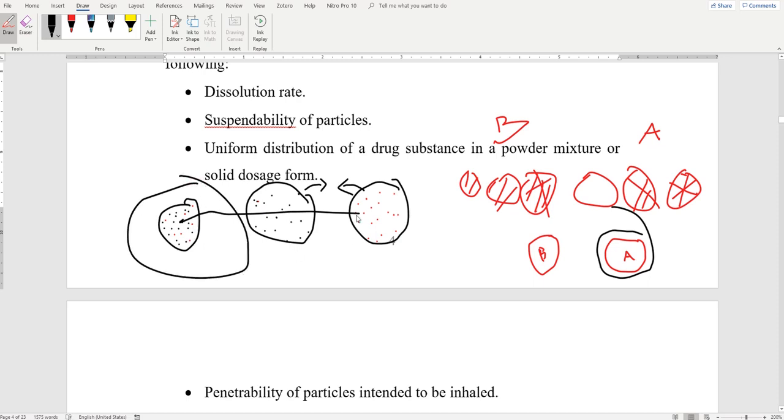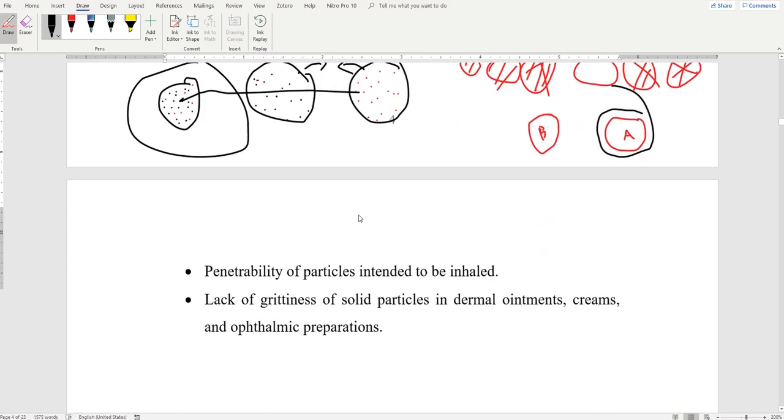So the bottom line here is that to improve uniformity of a mixture, it's better to use a smaller size, and that's the reason why in many cases we want to prepare powder. We first grind the powder or sieve the powder to obtain the fine particle or the small particle.